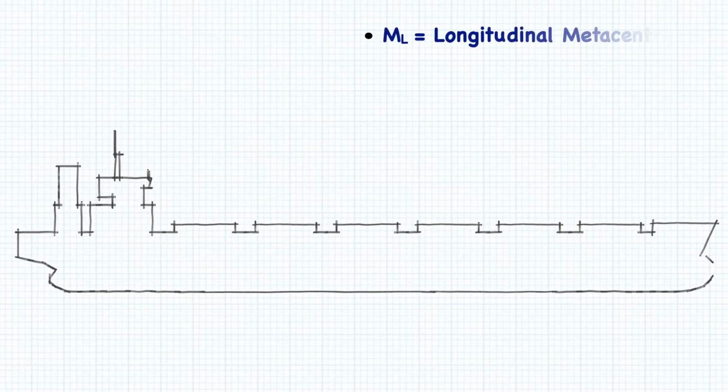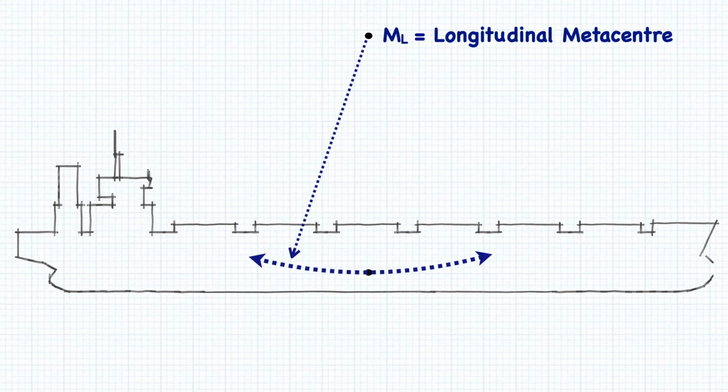Next, there's the longitudinal metacenter. This is actually a different point from the transverse metacenter, however it acts in a very similar way. Technically, it's the center of an arc that is described by the shifting center of buoyancy as the ship pitches or trims in the water.